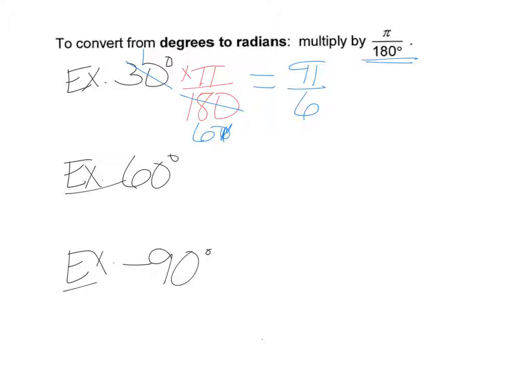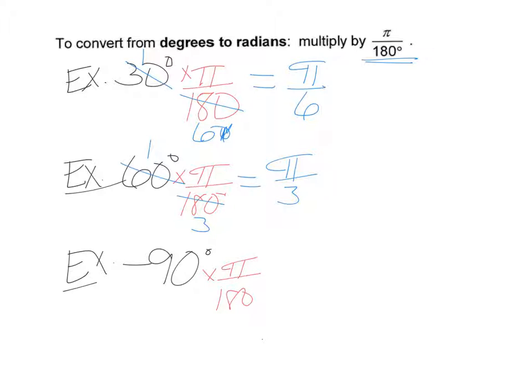Converting 60, we multiply by pi over 180. Reducing diagonally, 60 goes into 180 3 times, so we have pi over 3 radians. If it's a negative angle, you still do it the same way. Multiply by pi over 180. And 90 goes into 180 twice. So we end up with negative pi over 2. And again, the negative just means we're traveling clockwise instead of counterclockwise.